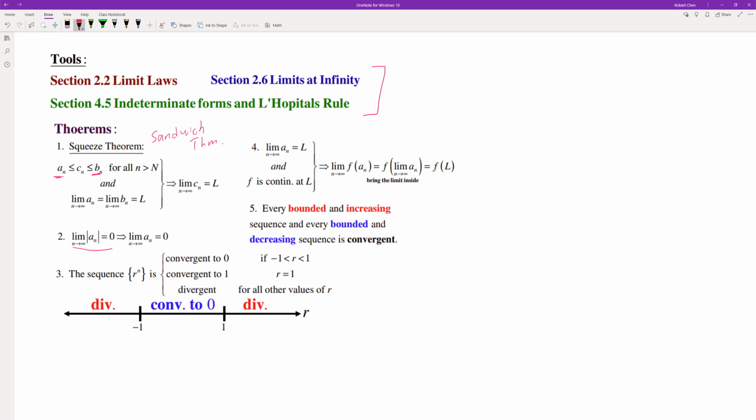So actually, let me give you a quick graph to represent the second point. Let's say you have a sequence, and when you plot all the elements, it looks like this. It's oscillating between positive and negative, but as you can see, as n increases, the whole thing is approaching 0.